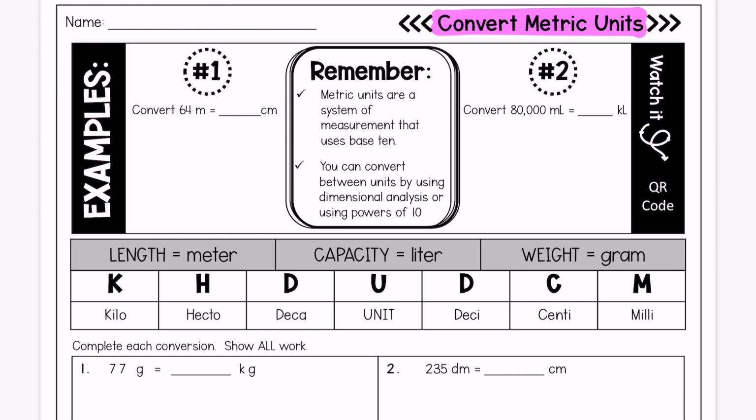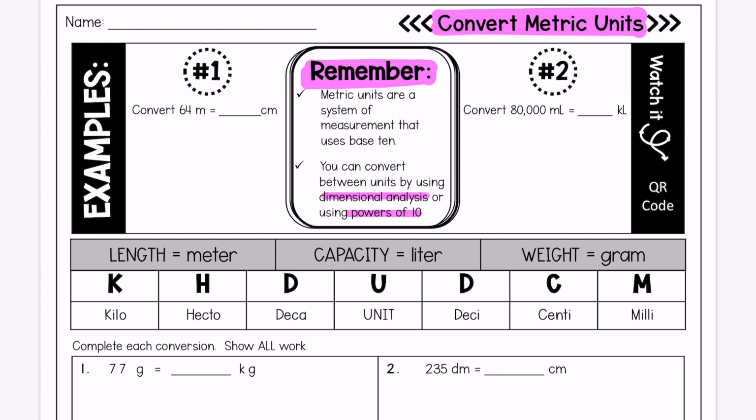We're going to start by looking at the box in the center about things to remember about metric units. First of all, metric units are a system of measurement that uses base 10. Most of the world actually uses the metric system of measurement. You can convert between units by using dimensional analysis or using powers of 10. And I'm going to show you how to do each one of these, one for example 1 and one for example 2. Now, underneath this, you'll see that I have all the different conversions for you.